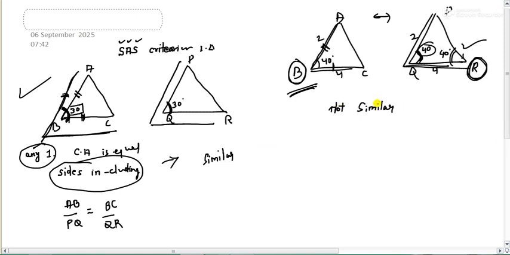So I hope you have got a little idea on these. Once we solve the problem, you will understand. Okay?